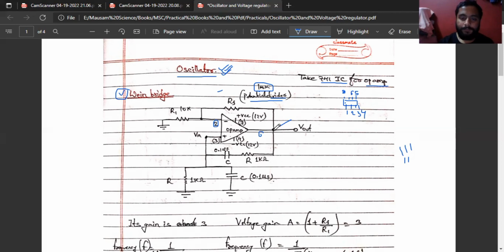And again, from this terminal 6, we'll connect a 1 kilo ohm resistor R and a 0.1 microfarad capacitor C. The code for this capacitor is 104. Okay, I'll write here 104 is the code for this capacitor. 104 is the code for the capacitor of 0.1 microfarad. So a 0.1 microfarad capacitor can be connected over there.